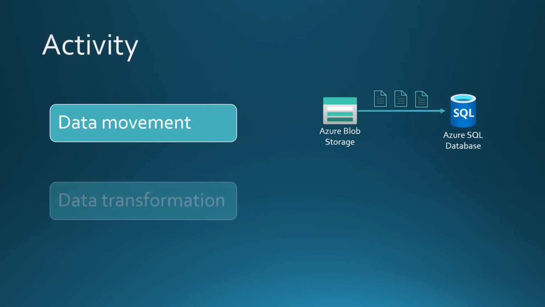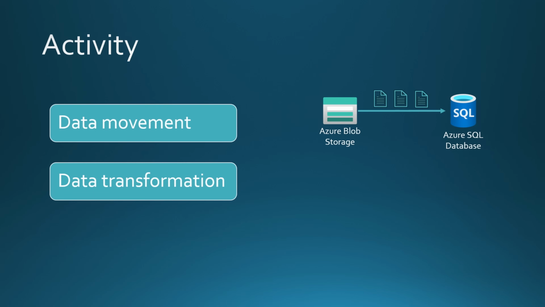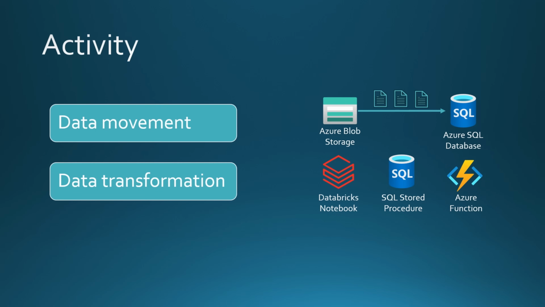Then we have data transformation activities. These are your external computing resources that you can link to Data Factory. For example, if you want to run some Python logic in Databricks notebook and run that as part of your pipeline, you can do that. Or run a stored procedure in SQL database, or maybe implement an Azure function as part of your data pipeline.